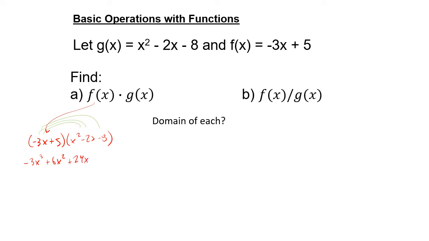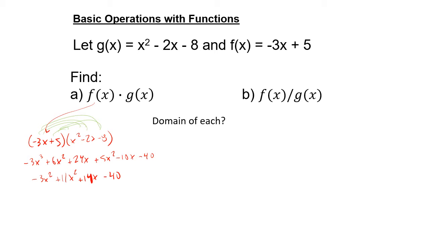Then we have to distribute the 5 into all three of the terms over here. So 5 times x squared, positive 5x squared, 5 times negative 2x, negative 10x, and 5 times negative 8 is negative 40, and then we just need to combine like terms. So we have negative 3x cubed, 6x squared plus 5x squared is positive 11x squared, 24x minus 10x is positive 14x, and then minus 40. So that's f of x times g of x, which would be the same thing, by the way, as g of x times f of x, because multiplication is commutative.